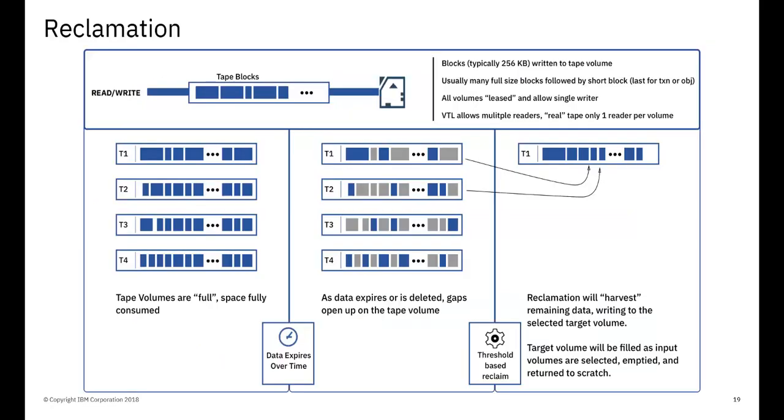When it comes to reclamation, this chart goes over what exactly happens there. So at the top here, you can see when we do our writes to a tape, we write the different tape blocks out sequentially, starting at the beginning all the way until we hit the end of the tape. So over here on the left-hand side, we can now see we have these different tape volumes which are all full. But over time, we're going to end up with dead space on those tapes as the different objects expire. And here you can see we now have gaps on the tapes.